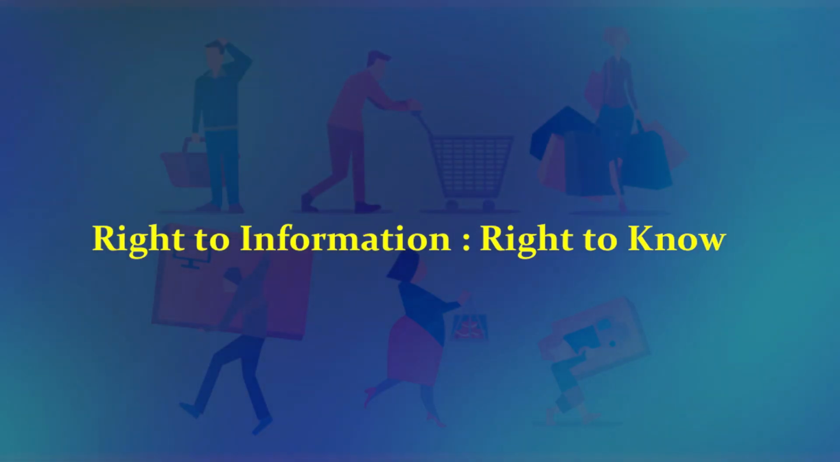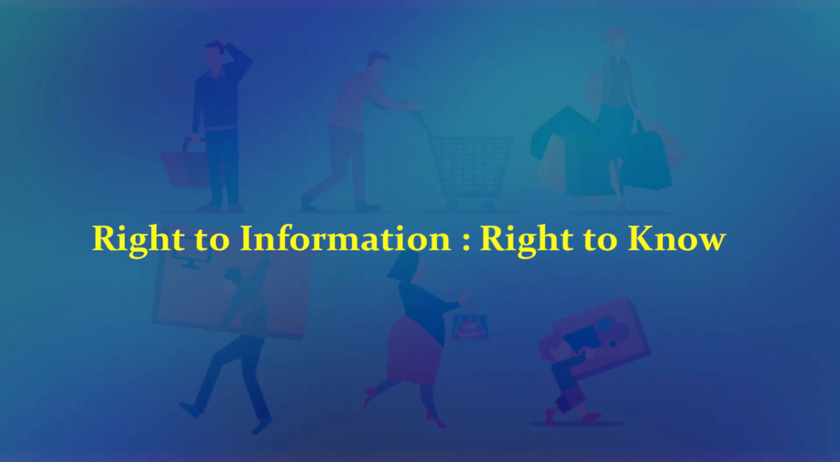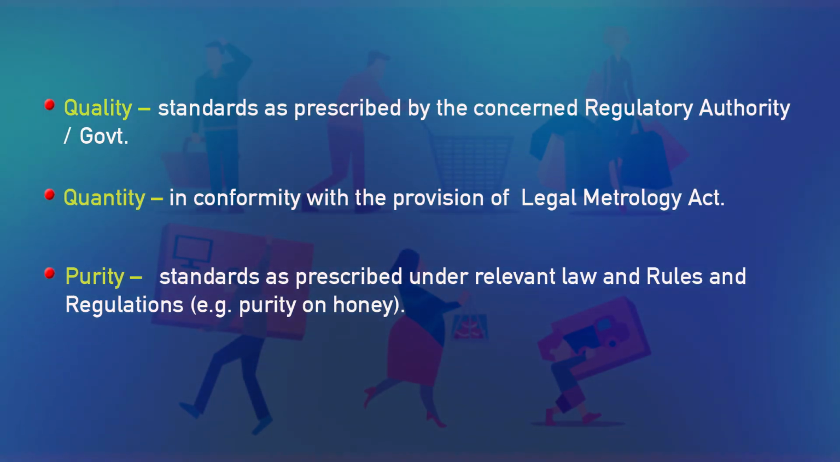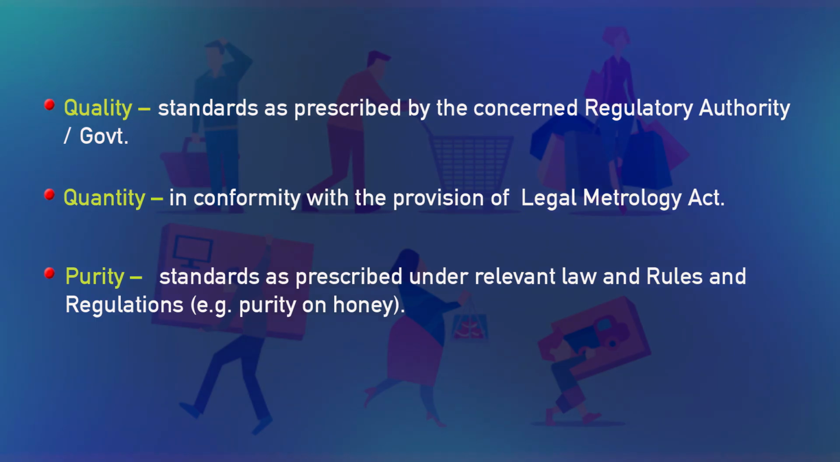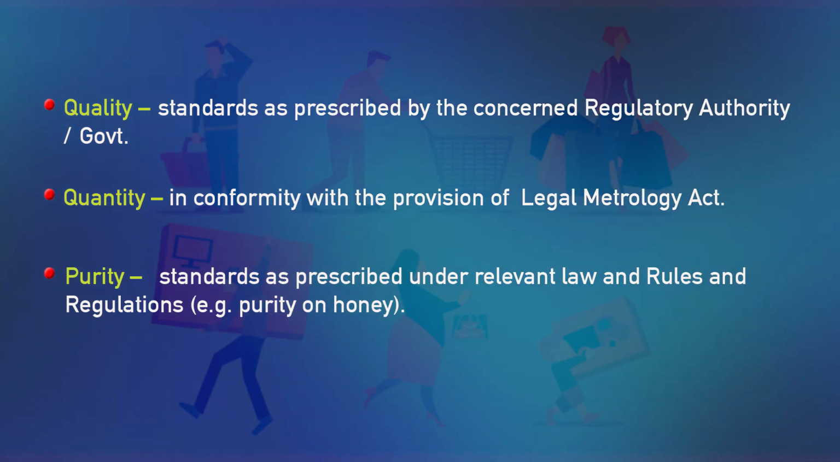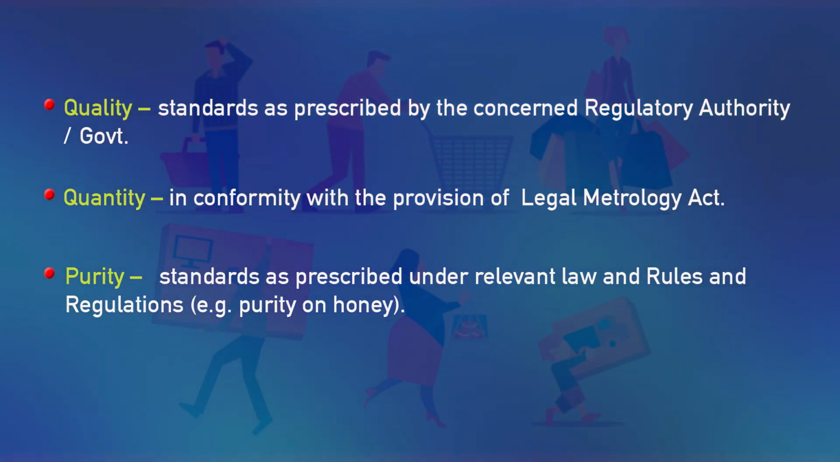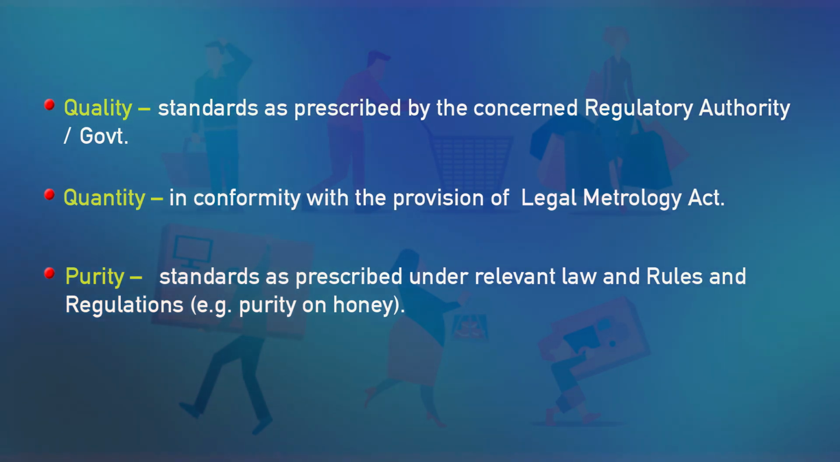Then the right to information, that is the right to know. The right to be informed, the right to know, is a very, very important right. We have seen quality, quantity and purity. The right to choose, we have discussed about the quality. The quality standards should be prescribed by the concerned regulating authority. The quantity should be in conformity with the provisions of the Legal Metrology Act. And purity again is according to the standards prescribed under the relevant law, rules and regulations, such as the purity of honey.